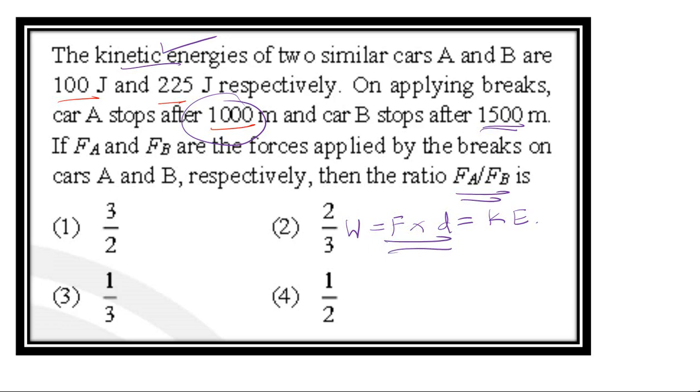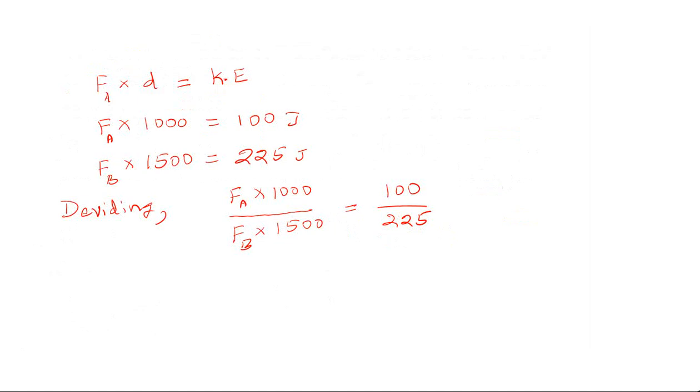What is the kinetic energy of the first car? That is 100 joule. How do you relate it to the distance moved? Distance moved is 1000 meter. So Fa into distance is kinetic energy. If you apply that to the first car, Fa into 1000 equals 100 joule. This is the first equation.